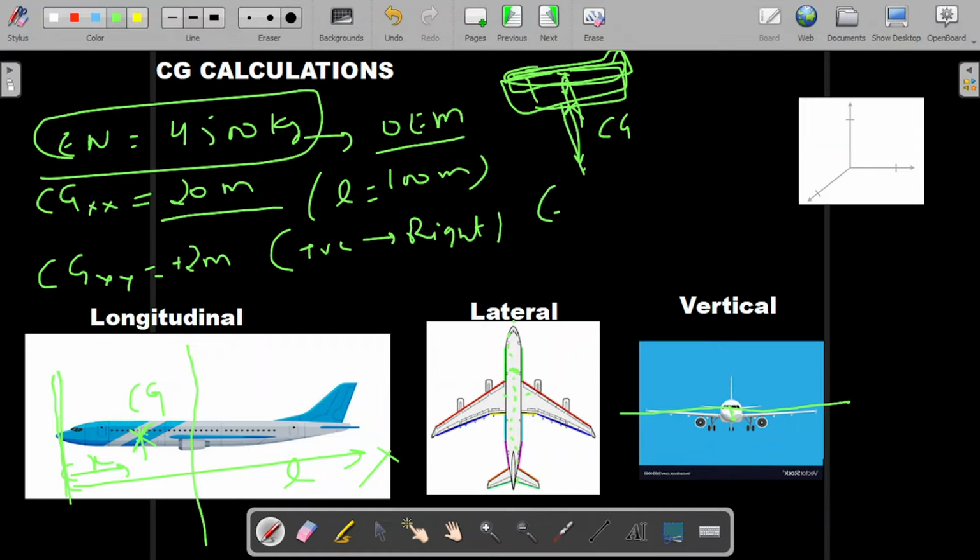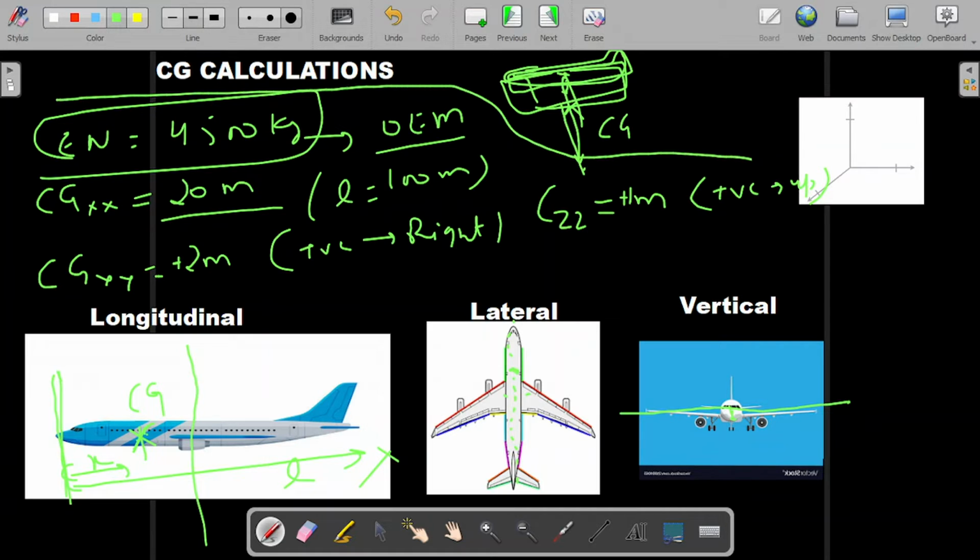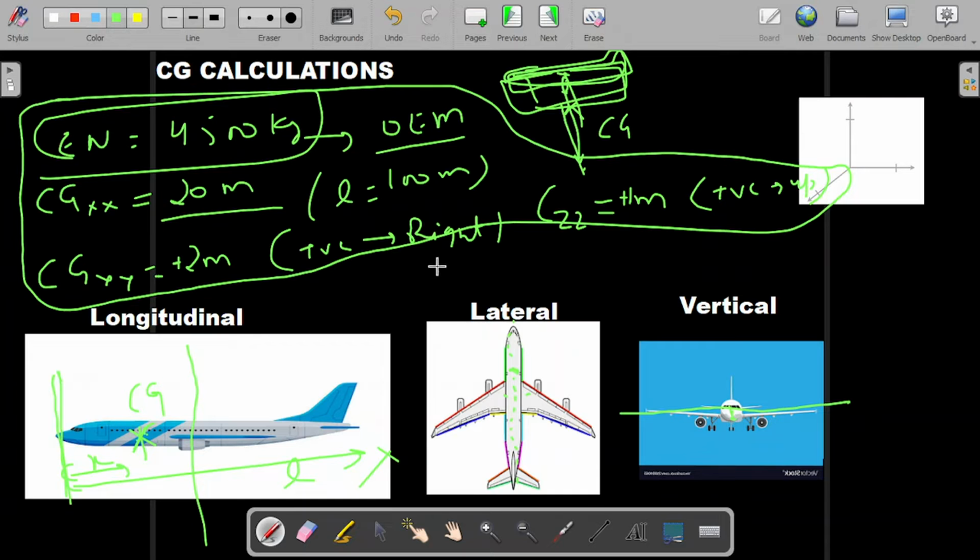And similarly CG ZZ, let's say 1 meter, positive 1 meter, and positive is up. So this is the data which is provided in the manual of the aircraft, and this is in respect of the empty weight of an aircraft, that is 4500 kgs, which is provided by OEM. And then there is the CG data, that is plus 20 meters, definitely plus if the reference is taken at the nose of the aircraft.